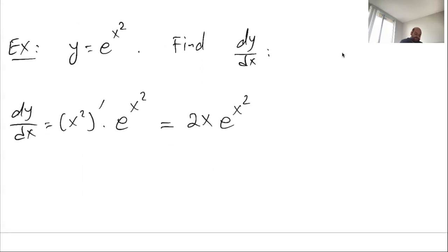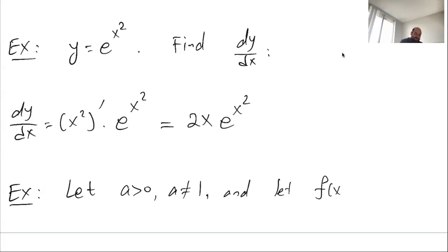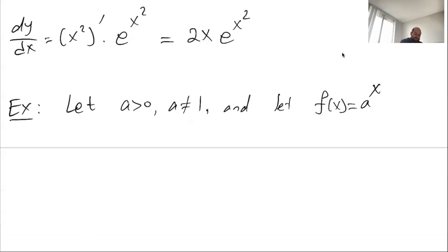Another example. Let a be bigger than 0, a not equal to 1. And let's say f of x equals a to the power x. Find f prime of x.